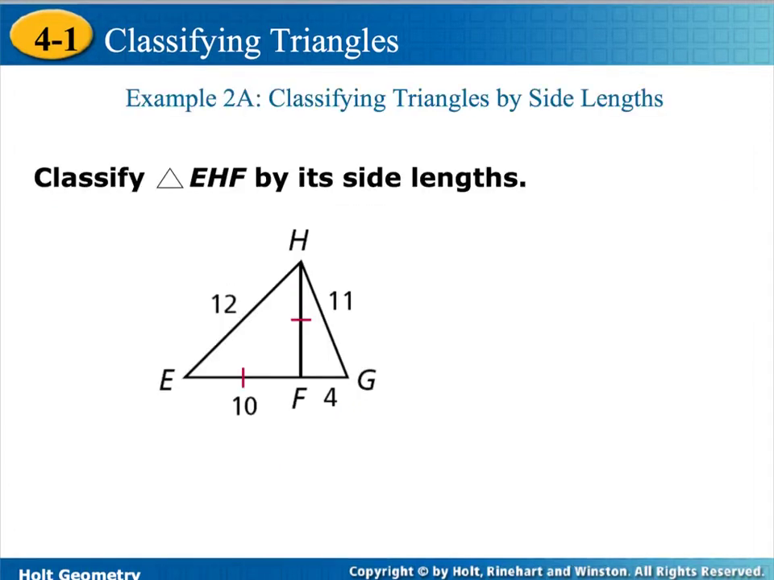Let's try one. So if I look at this, classifying EHF, okay, looking at this, I notice I have 2 congruent marks. Don't look at anything else. I'm looking at those two congruent marks. Even though they might appear to be similar on the other sides, they are not because they don't have those marks. 2 congruent sides means it is what type of triangle? Isosceles. 2 congruent sides.